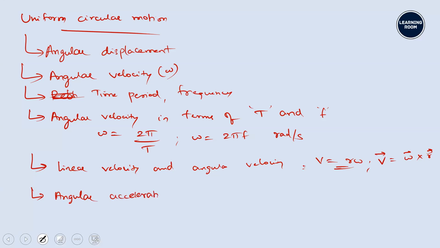Then we saw the concept of angular acceleration. So what is angular acceleration? It is represented by the symbol alpha. How did we define this alpha? If you write alpha bar, it is written as delta omega by delta t. Whereas if you write alpha instantaneous, you write it as d omega by dt.